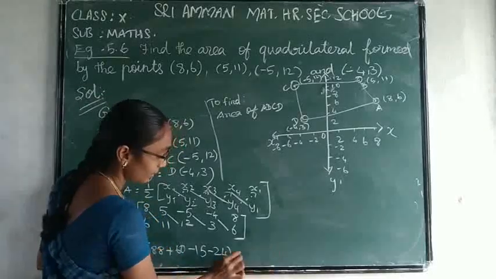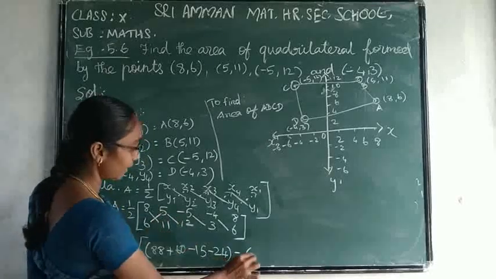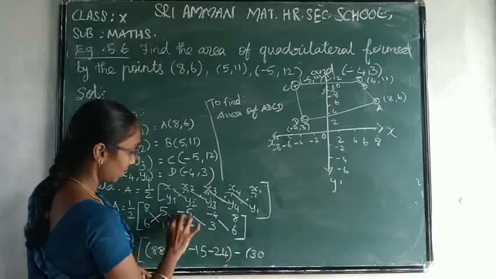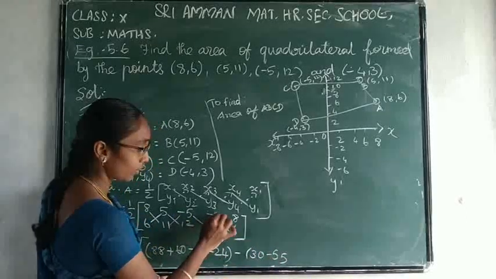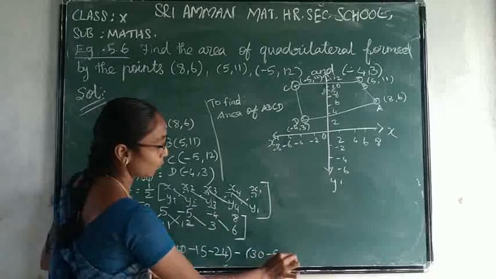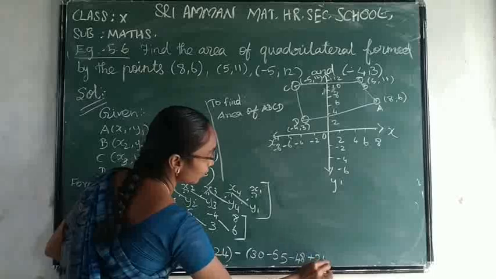Sorry, some fraction symbol. And then the upper: 6 5s are 30. 11 5s are minus 55. 12 4s are minus 48. 12 into minus 4, minus 48. 8 3s are 24, plus 24.